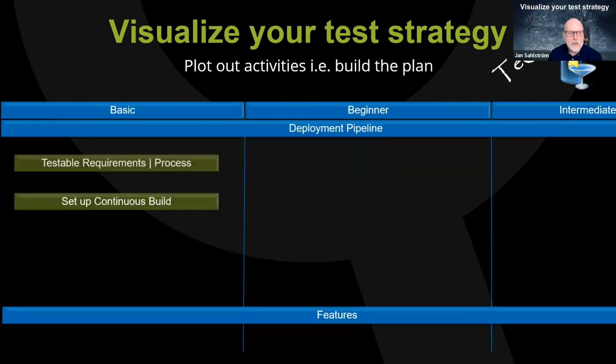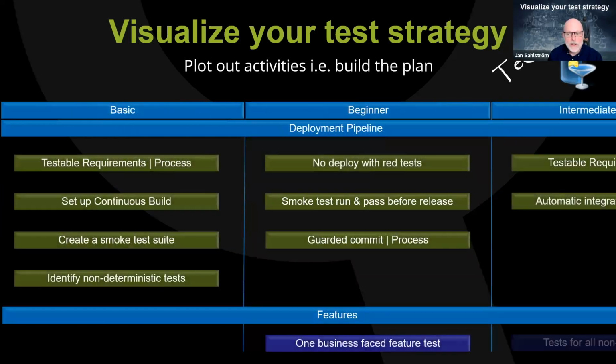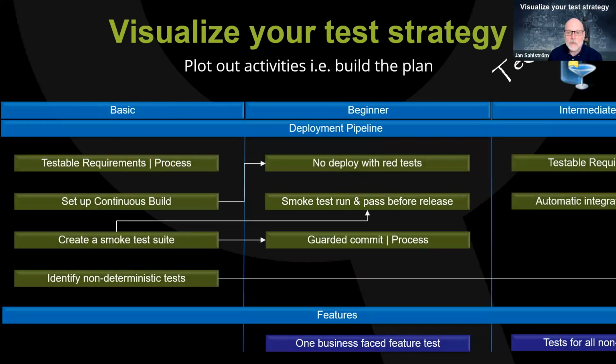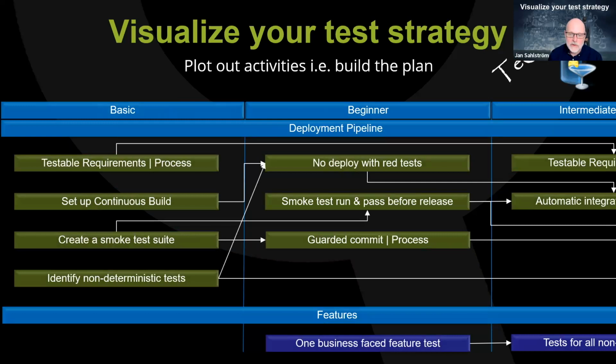And as we went along, we came up with different one-liners that we wanted to do. And we also plotted out the different dependencies between these. So, I mean, we cannot have deploy with red tests without having the ability to run the tests. We need to identify non-deterministic tests, that is, tests that fail depending on the test environment or test data, not depending on the actual code. So these are things we wanted to do.